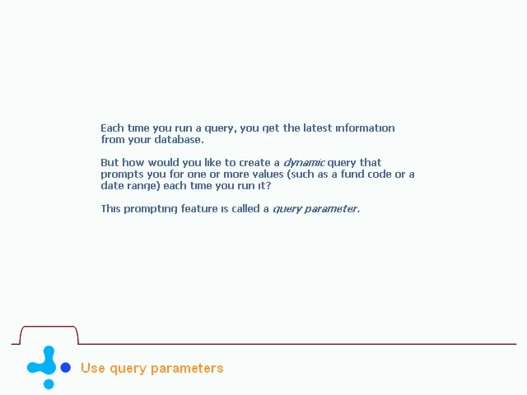Each time you run a query, you get the latest information from your database. But how would you like to create a dynamic query that prompts you for one or more values, such as a fund code or a date range, each time you run it? This prompting feature is called a query parameter.